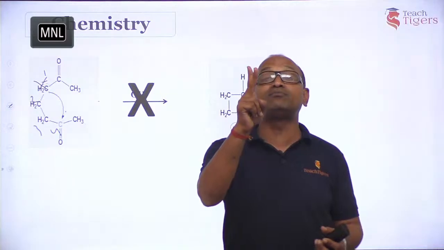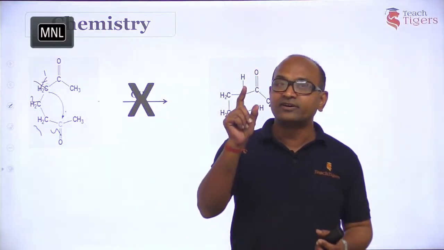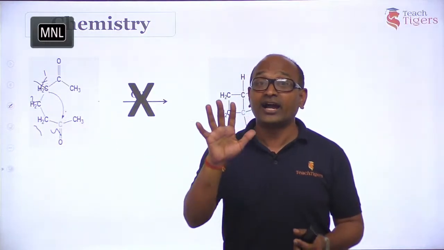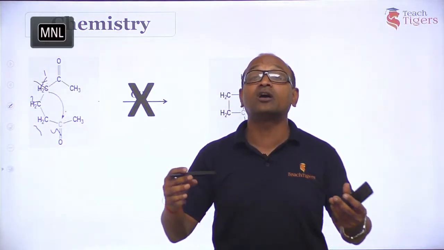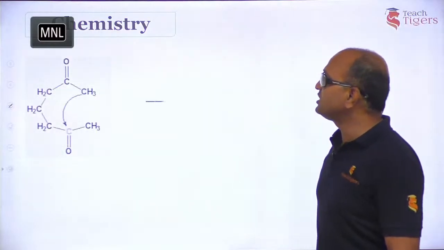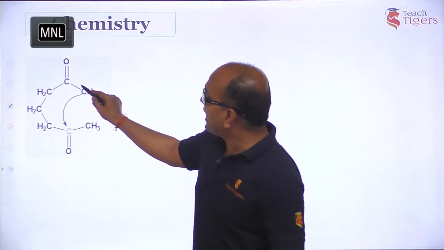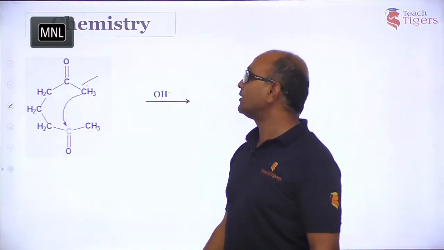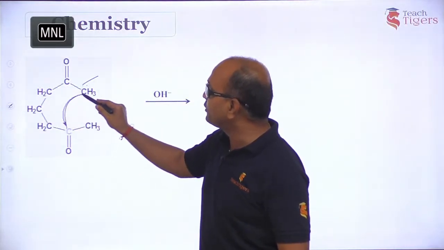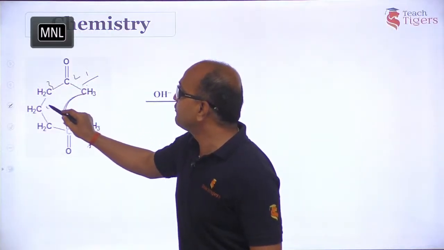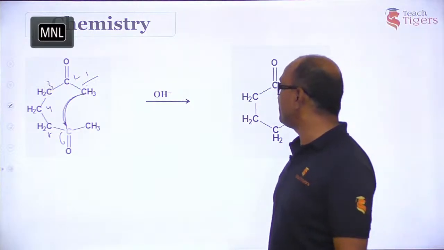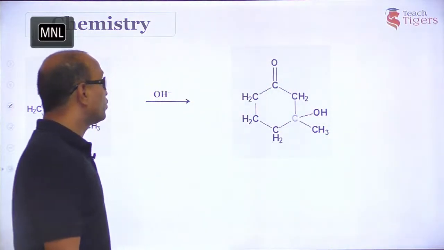I told you to keep 2 things in your mind. First, aldehydes are more reactive than ketones. Second, I told you 5 and 6-membered rings are stable in nature. Now see this case. Suppose I make this the enolate, abstract this proton, and this attacks this carbonyl group. You are going to get 1, 2, 3, 4, 5, 6-membered ring, which is found to be stable. So this is what we have.